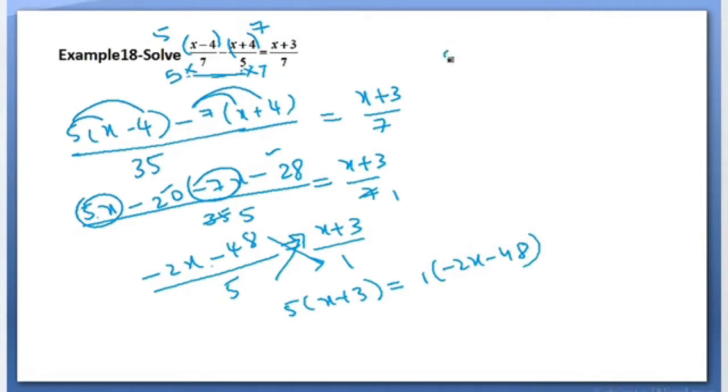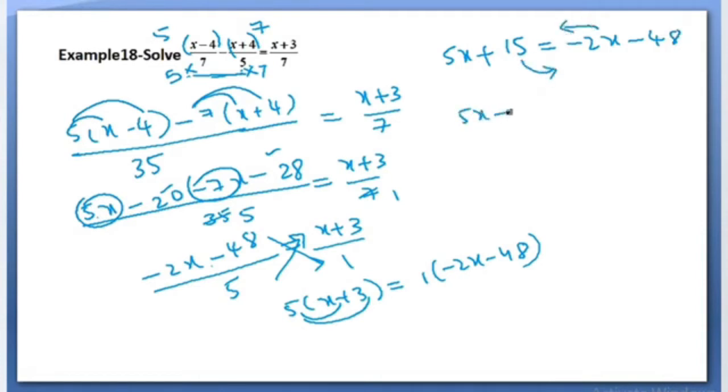So 5 into x, you will get 5x, plus 5 times 3 is 15. So here we have 5 into x, 5x, 5 into 3, 15. And on the right side we have minus 1 into 2x, that is minus 2x, minus 48. Now transfer the x term to the left side and the number term to the right side.